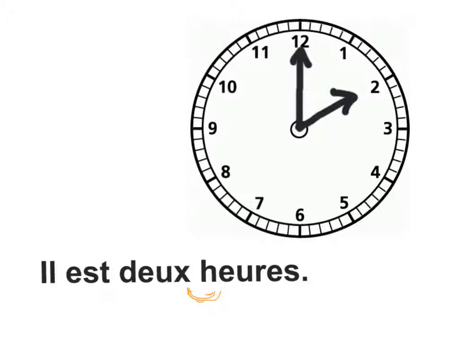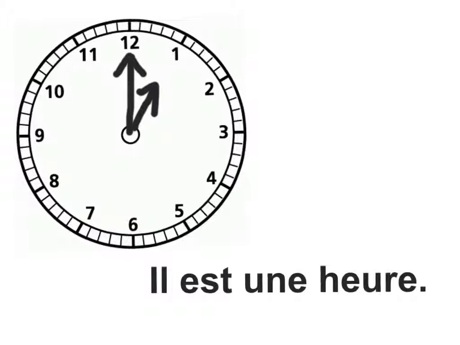So we're going to have il est, and we're going to have heure, and then this is the part that's going to change depending on what time it is. So here's another time. Now we have 1 o'clock. Il est 1 heure. Now we know that the word for one is un, but because the word heure is feminine, we're actually going to use une. Il est 1 heure.